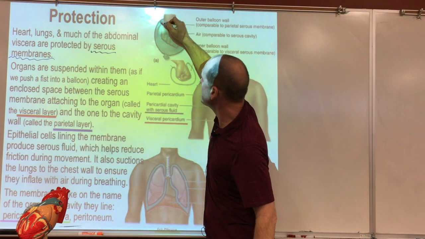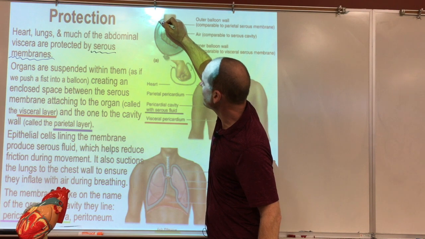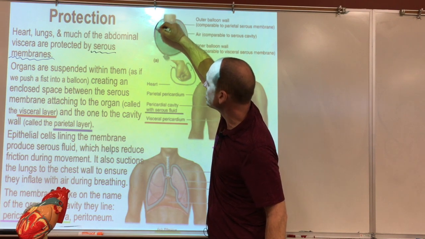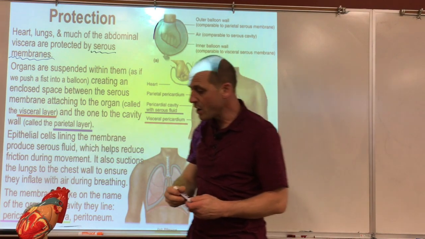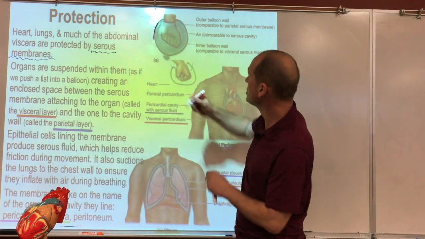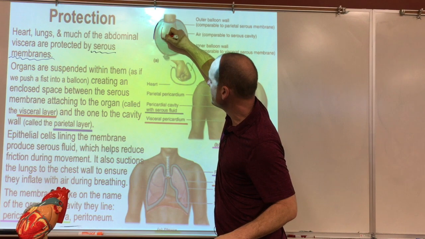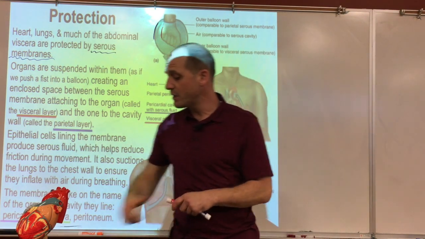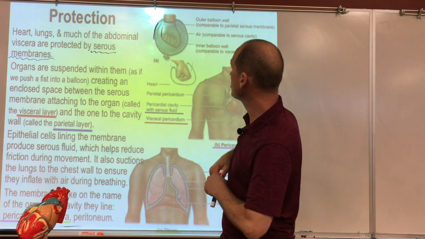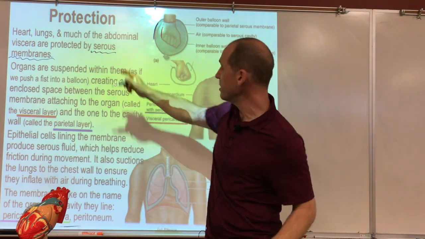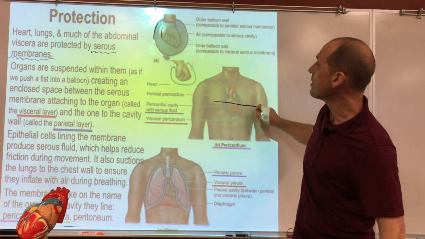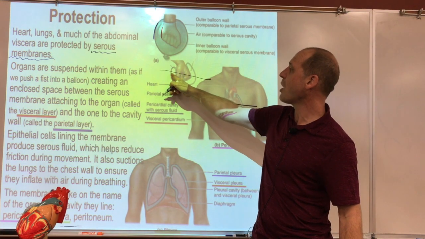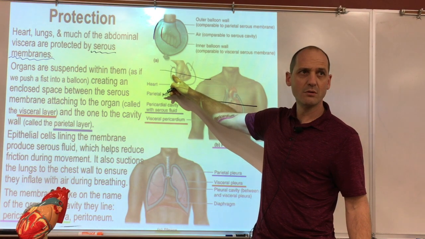So what we're going to get is, when we put a fist to the balloon, we have one part of the balloon that's on the outside, and then another part of the balloon is right on the fist on the inside. If you were to cut through here, of course it will pop. But if you take the heart, you can cut through here, or you could cut through here, and you end up having something that looks like it's two membranes.